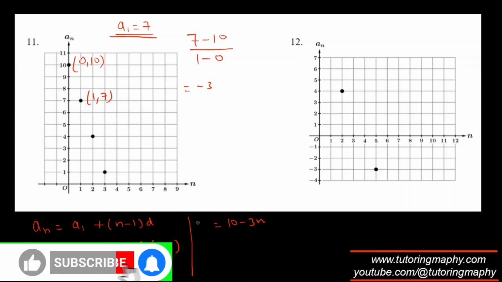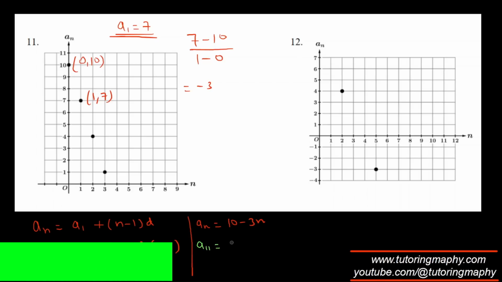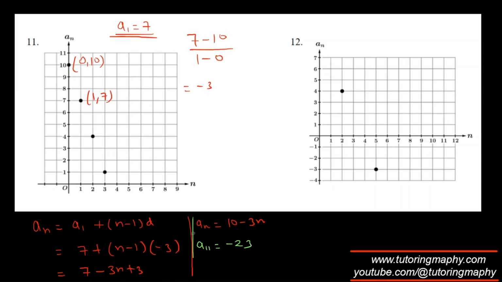All right. Okay, a11 is going to be replacing n with 11. So 33, 10 minus 33 is negative 23. So these are the final answers.